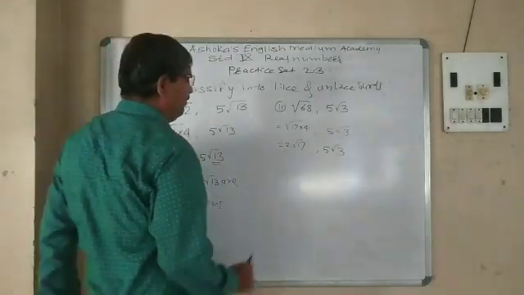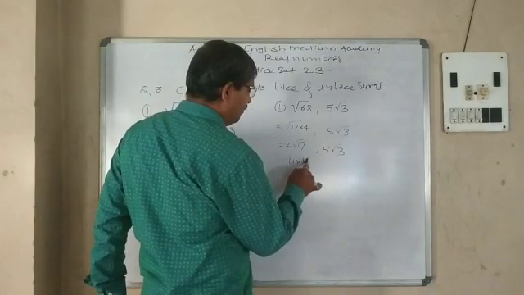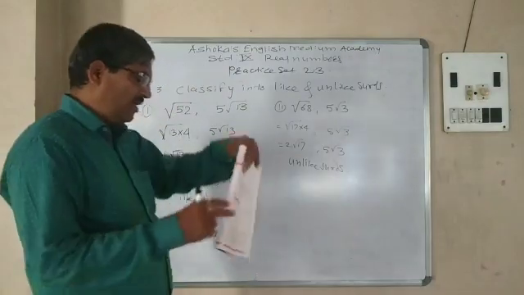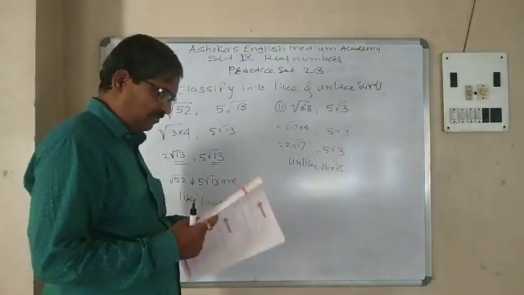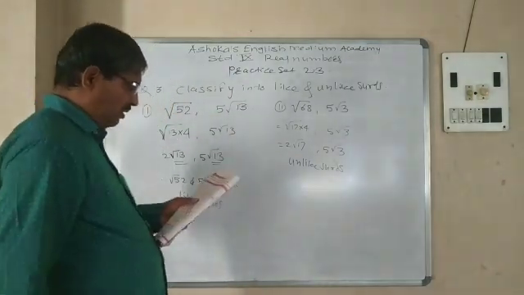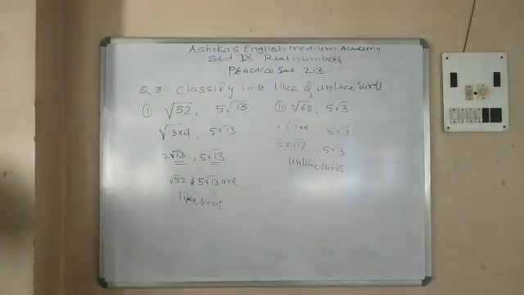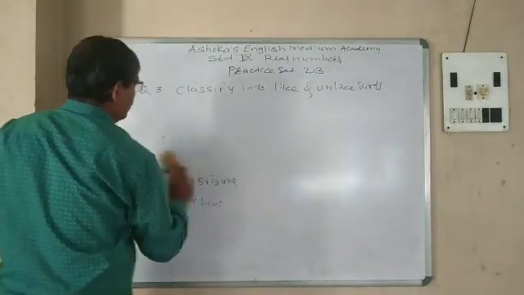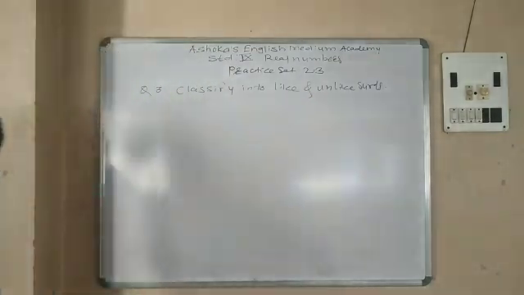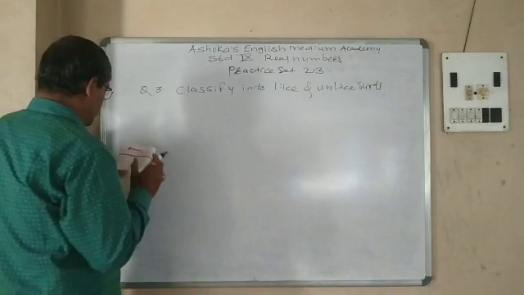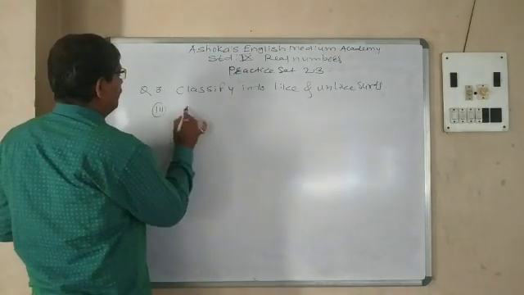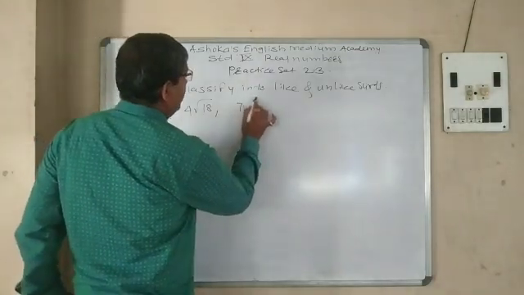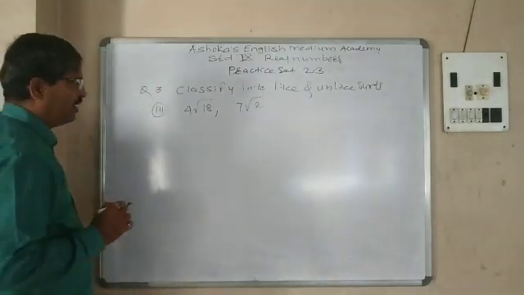The radical number is not the same, so these are unlike surds. Understand? Now next question. We will take the next question. Number 3: 4 under root 18 and 7 under root 2.